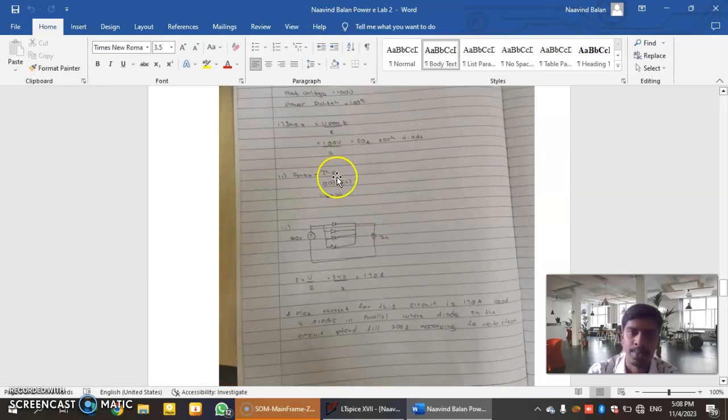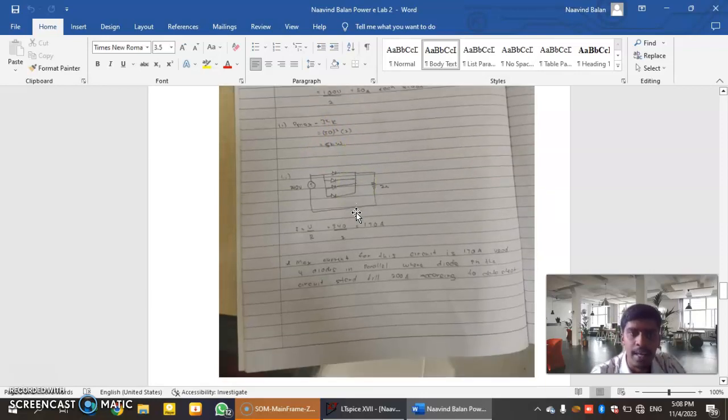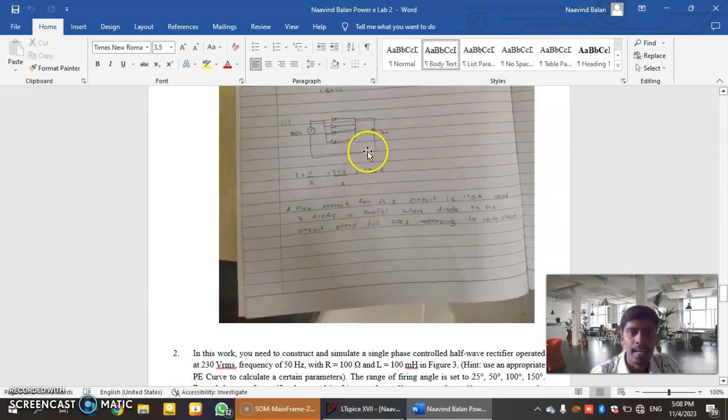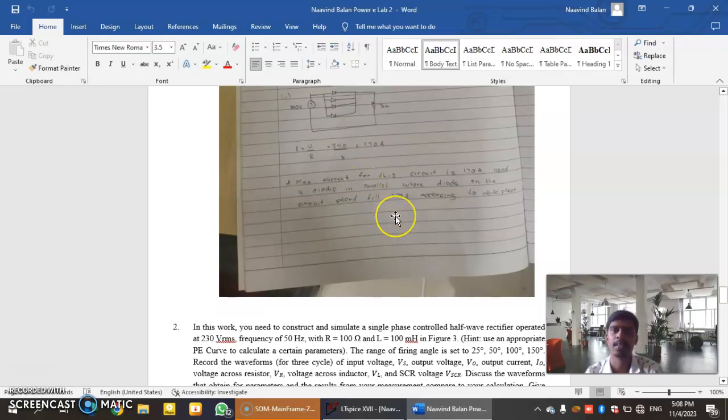Power max is I squared times R, 50 squared times 2 is 5 kilowatts. And then I is V over R, 340 divided by 2 is 170 ampere. The maximum current for this circuit is 170 ampere. Use 4 diodes in parallel for each diode in the circuit.